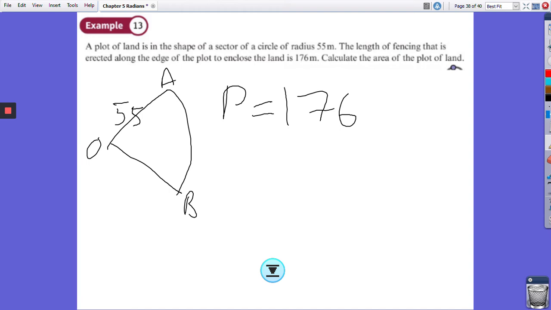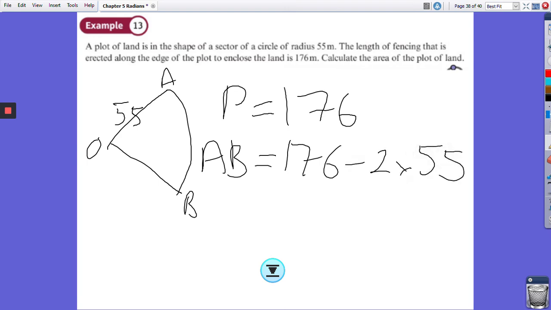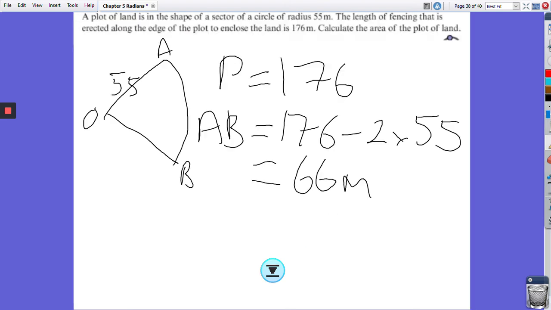So the total perimeter is that 55 between OA, and it's a 55 at the bottom. So I should say that 176 is AB plus 55 plus 55. So to work out AB, you take 176 and you take away 55 for OA, and you take away 55 for OB, and that leaves us with AB. So let's work out AB now. We've got 176 minus 2 lots of 55. So take away 110, which leaves us with 66 meters.